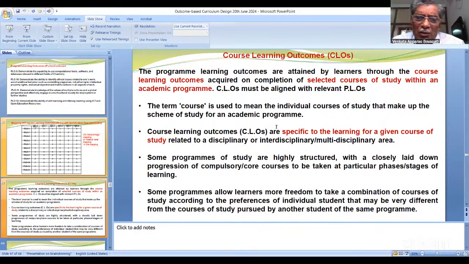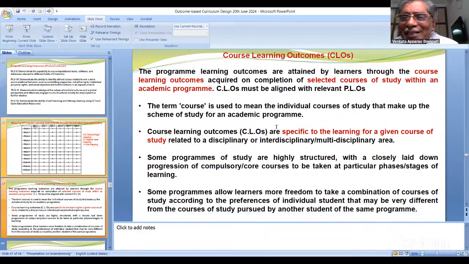Then course learning outcomes or course outcomes, both mean the same. Course outcomes or course learning outcomes, both mean the same. The nomenclature is different. The program outcomes are attained by learners through the course outcomes acquired on completion of selected courses of study of a particular academic program. COs must be aligned with POs.